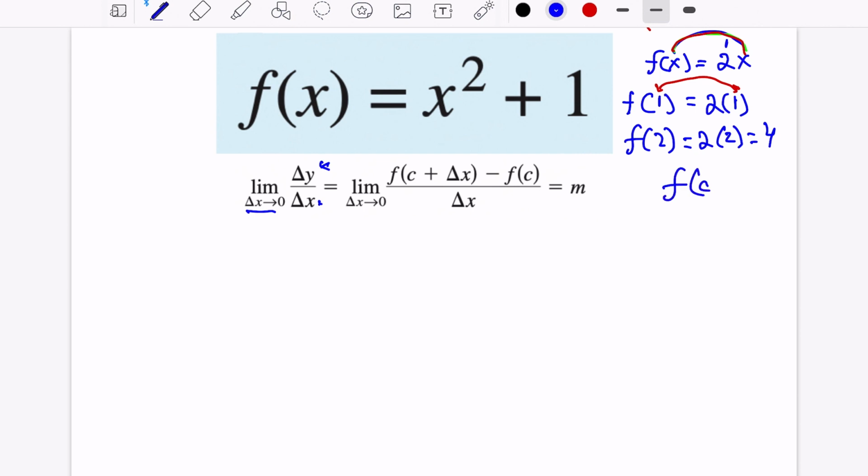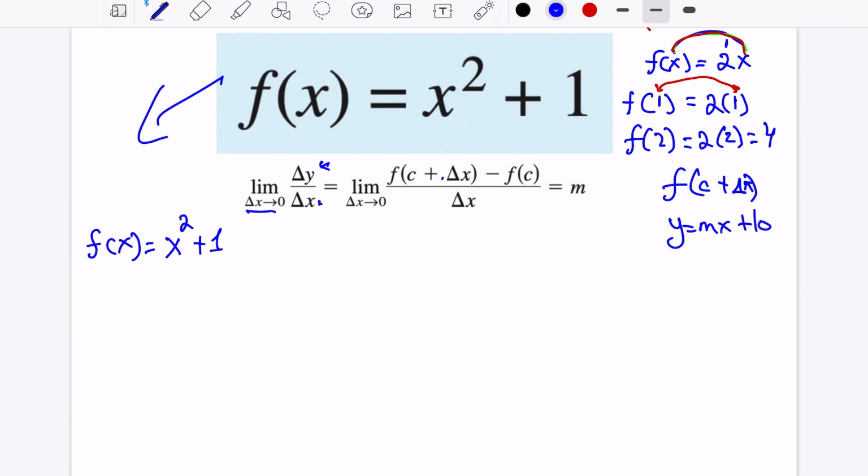Maybe in this case it is c plus delta x, just like we have here in the formula. So now let's bring this equation down here. We have f of x equal to x squared plus 1. Once again, we need to find out what my m is, so we can do y equals mx plus b. That's what we're looking for.